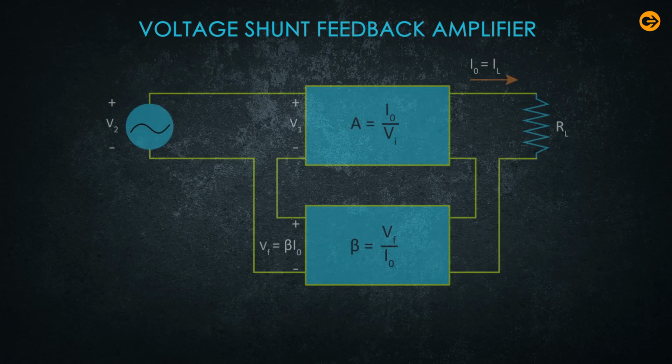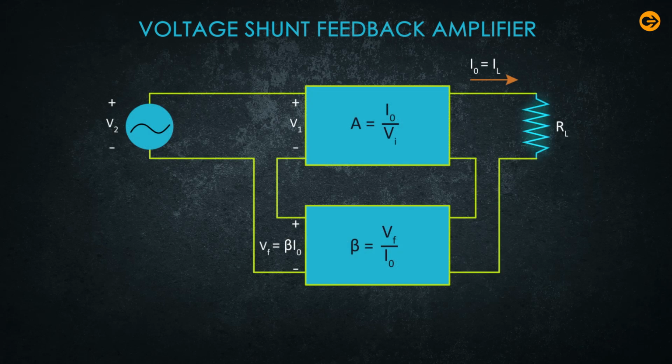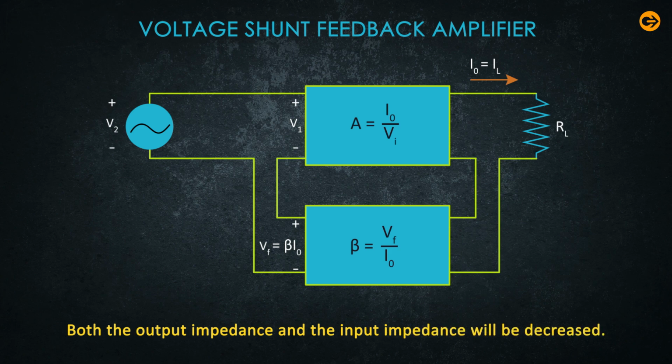Now, following with the voltage shunt feedback amplifier, in this case, part of the output voltage is applied to the input voltage in parallel with the feedback circuit. The block diagram of the voltage shunt feedback amplifier is shown in the figure. We can see that the feedback circuit is located in shunt with the output as well as the input. When the feedback circuit is connected in shunt through the output as well as input, then both the output impedance and the input impedance will be decreased.